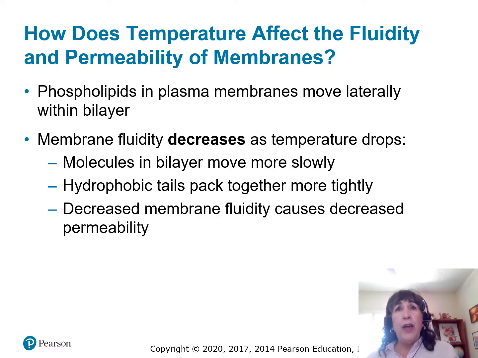How does temperature affect the fluidity and permeability of membranes? As we saw in the previous graph, as temperature increases, so does permeability. So the opposite is true too. Membrane fluidity will decrease as temperature drops, and as the temperature drops, so will permeability. I always think about solid bacon grease in a pan. If you were to pour any kind of solution on top of that solid bacon grease, would it cross all that fatty layer? The answer is no, and we wouldn't expect it to. So we intuitively know this.